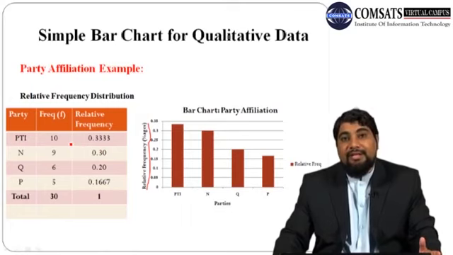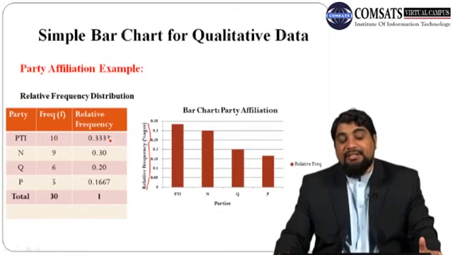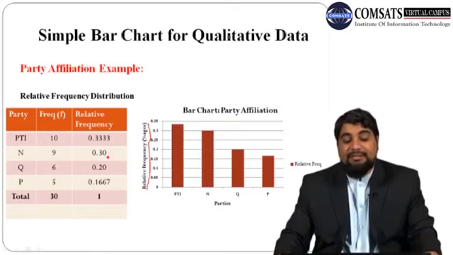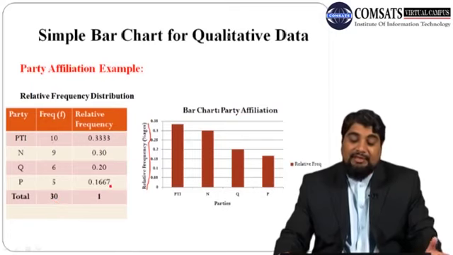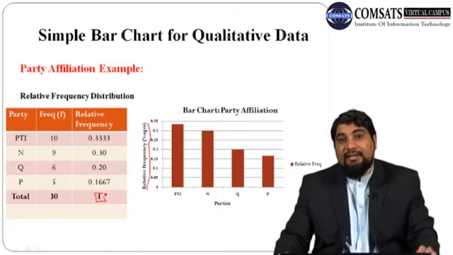So we know that the relative frequency can be calculated by dividing each frequency by the total frequency. So the first relative frequency is 10 divided by 30. So 10 divided by 30 is 0.3333. Similarly 9 divided by 30, it is 0.30. 6 divided by 30, it is 0.20, and 5 divided by 30, it is 0.1666, which is 0.1667.